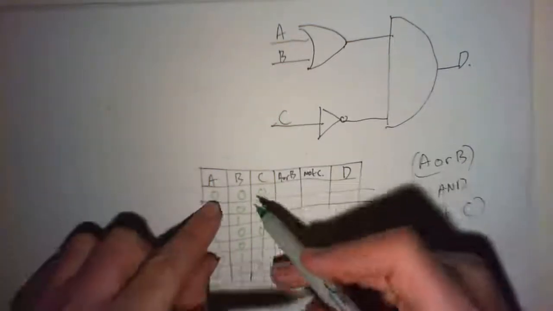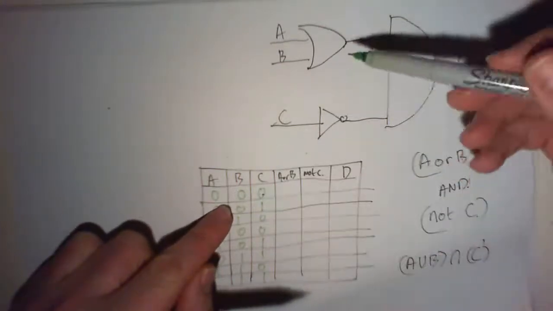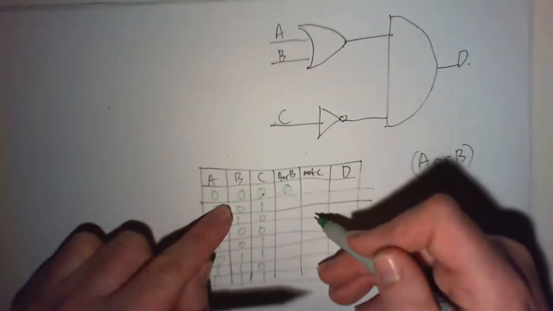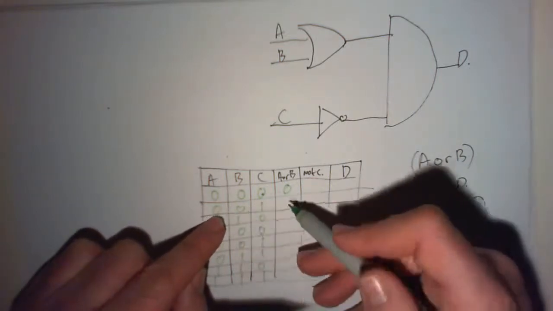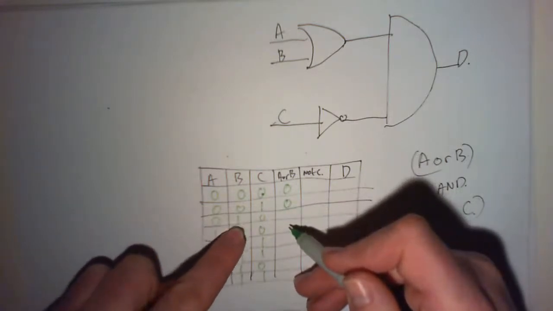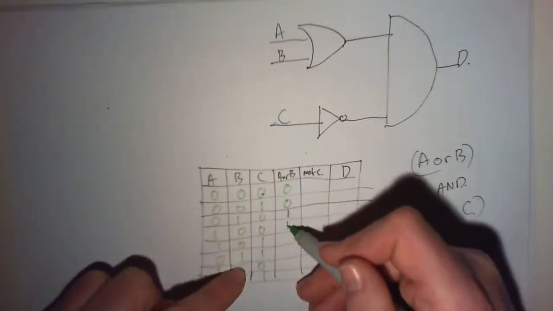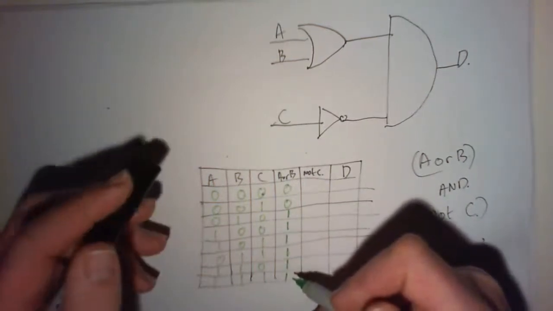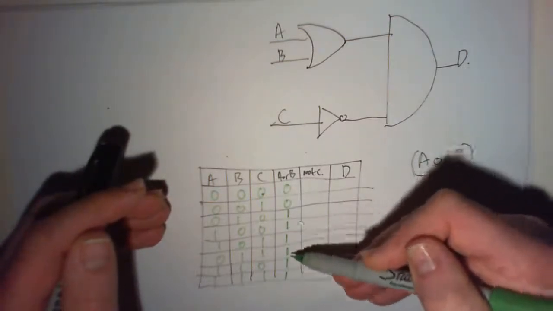Okay, so if A is 0 and B is 0 and C is 0, well, if A and B are 0, what's going to be A or B? It's also going to be 0, isn't it? If A is 0 and B is 0, you're going to get another 0 here. If A is 0 and B is 1, that's a 1. If A is 1 and B is 0, that's a 1. That's a 1, that's a 1, that's a 1. So interestingly, you only get 2 zeros from the A or B column. Everything else is a 1.